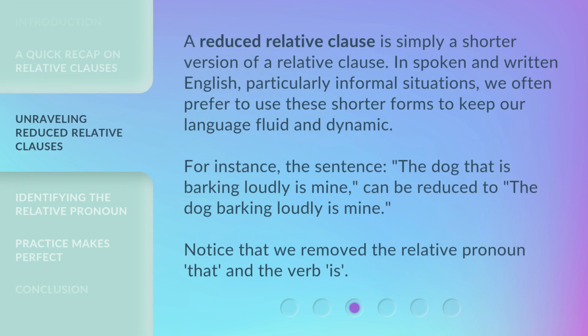A reduced relative clause is simply a shorter version of a relative clause. In spoken and written English, particularly in formal situations, we often prefer to use these shorter forms to keep our language fluid and dynamic. For instance, the sentence, "The dog that is barking loudly is mine," can be reduced to, "The dog barking loudly is mine." Notice that we removed the relative pronoun, that, and the verb, is.